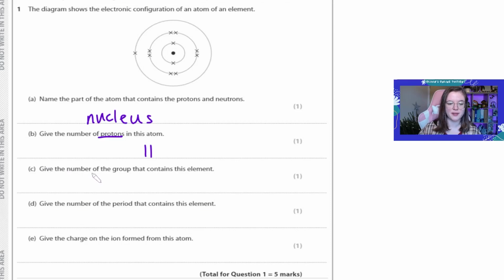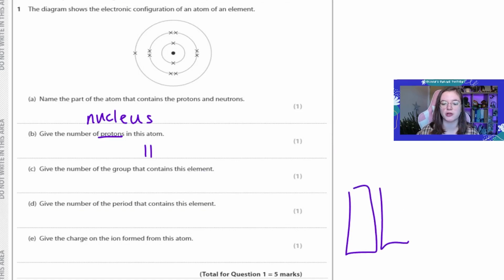And then give the number of the group that contains this element. So the groups are the ones that go downwards, like group 1, group 2, then group 3 being over here, the metals, in the periodic table. So which group has 1 electron in its outer shell? Well, that is group 1.